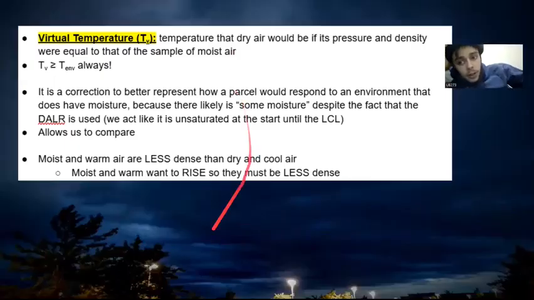First, let's talk about virtual temperature, represented as TV. This is the temperature that dry air would be if its pressure and density were equal to that of the sample of moist air. So that might not make sense. So let's talk about that in a little bit more detail.